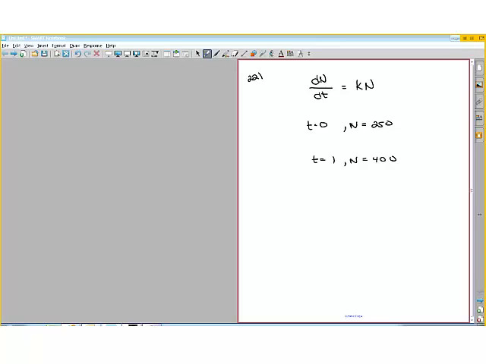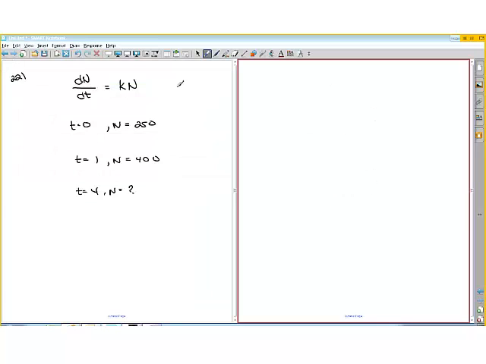So the basic procedure is we're going to solve this differential equation, use the initial conditions to solve for the arbitrary constant and for the constant of proportionality. Then we'll have an equation for n as a function of time, and then we can plug t in and calculate n. Okay, so that's how it works.